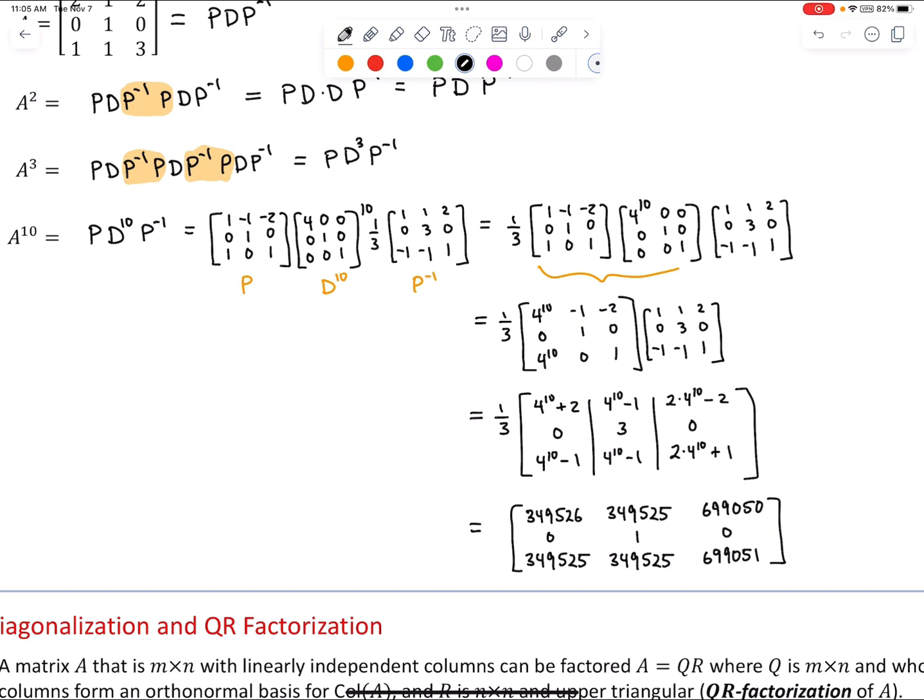Now, why would we want to do this instead of just raising A to the 10th power? Well, as matrices get larger and powers are extremely high, it takes a lot less computing to diagonalize the matrix first, if possible, and then to perform the calculations required to undergo this process.